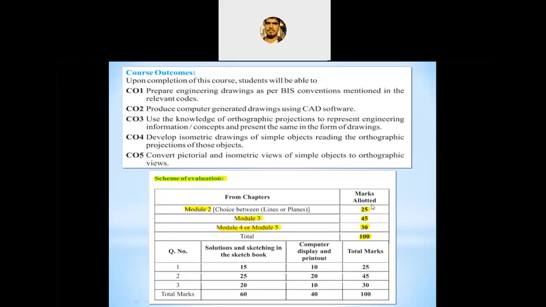Okay, so if you want to pass this exam, this subject, you have to give more importance to the manual drawing because it carries 60 percent. Whatever the marks, 60 percent goes to the manual drawing.